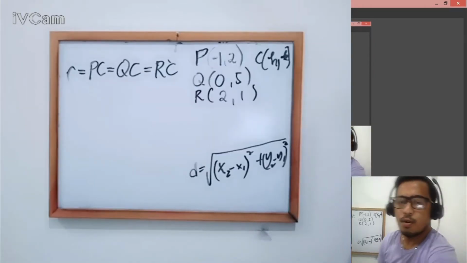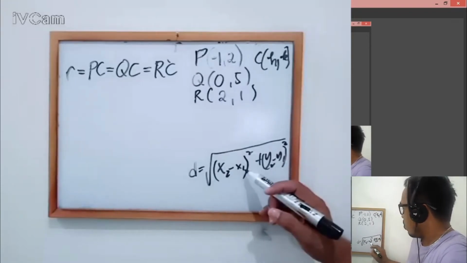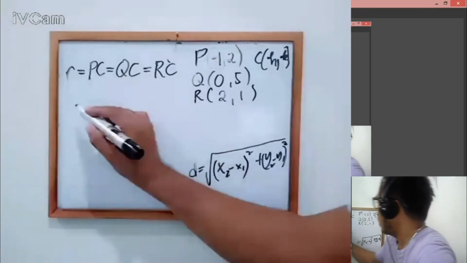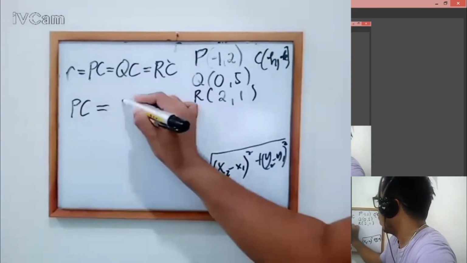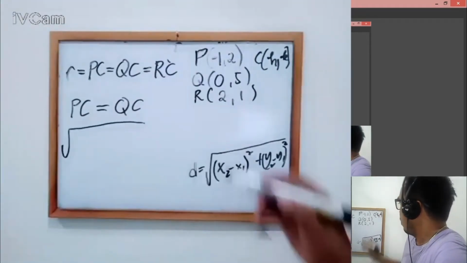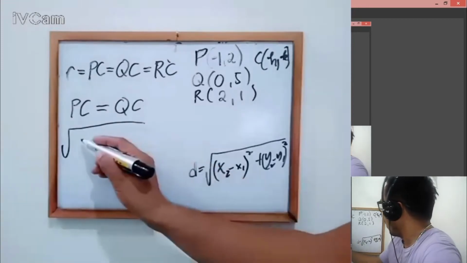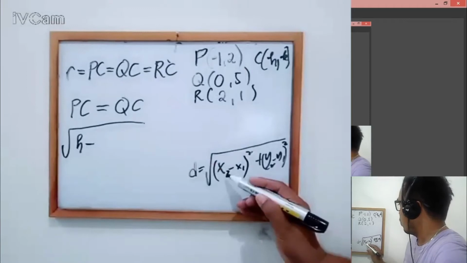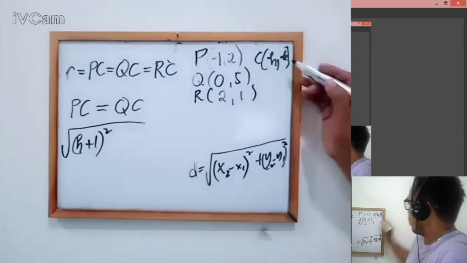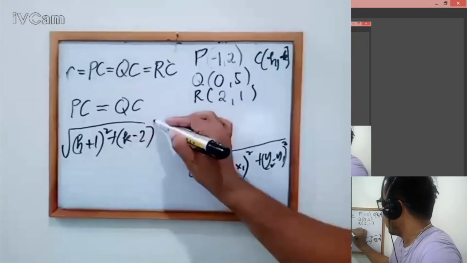How can we get those equations out of this? We know that the distance formula, the distance between two points, is the square root of x sub 2 minus x sub 1 quantity squared plus y sub 2 minus y sub 1 quantity squared. Say, for example, we consider PC equal to QC. Let's solve first for PC. For PC, you have the square root of, say, this is our x sub 1, y sub 1, x sub 2, y sub 2. So you will now have h as our x sub 2. Our x sub 1 is negative 1, so you will have h plus 1 squared, plus your y sub 2, which is k, minus your y sub 1, 2, quantity squared.